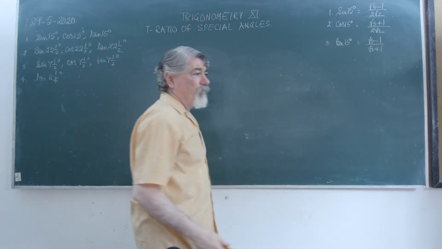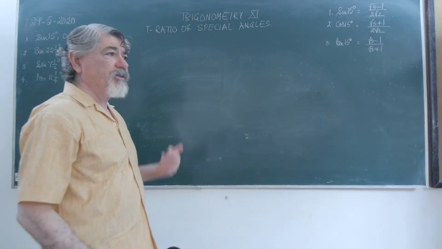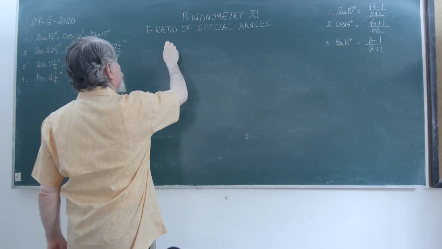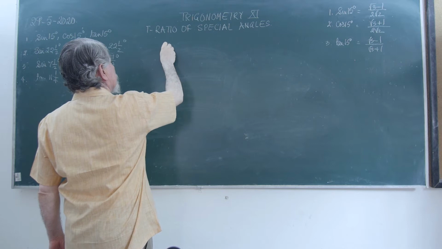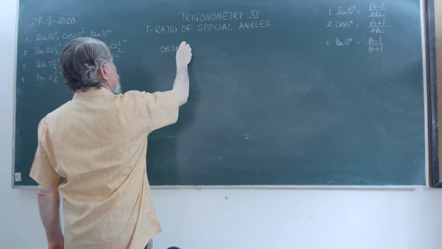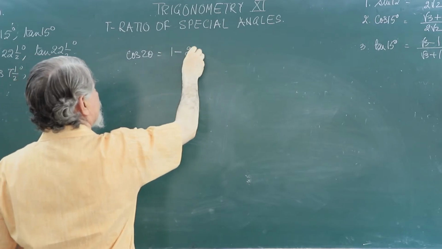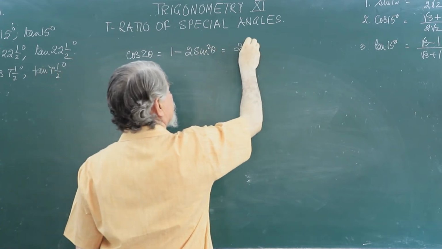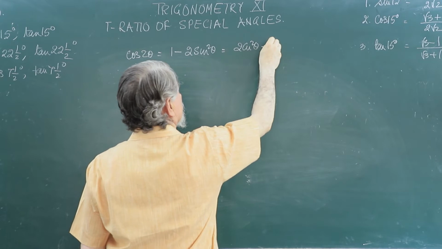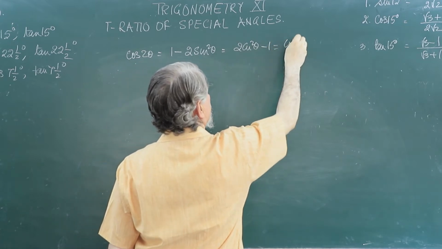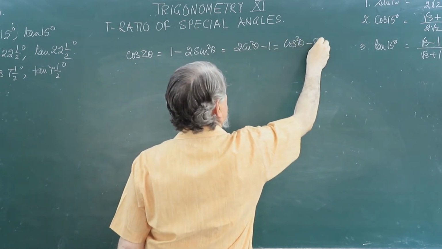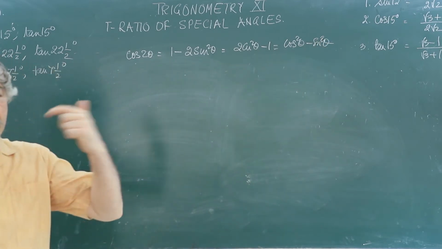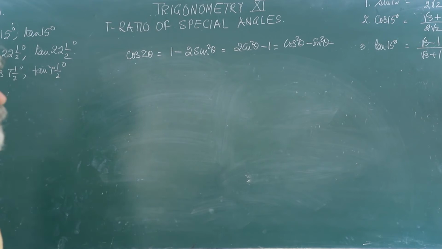22.5 is half of 45, so we will be using that. You know very well that cos 2 theta is 1 minus 2 sine square theta. It is also 2 cos square theta minus 1. It is also cos square theta minus sine square theta. Every time I'm writing all three formulas so that you also write it every time and you remember it.